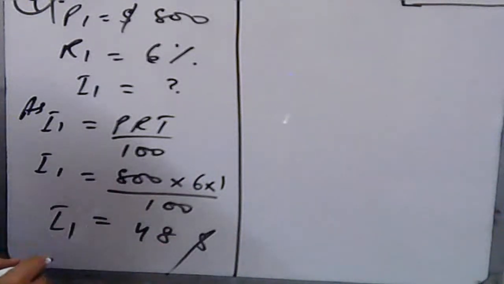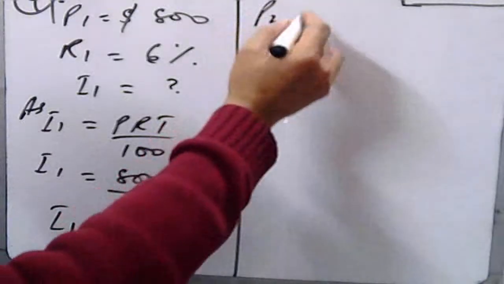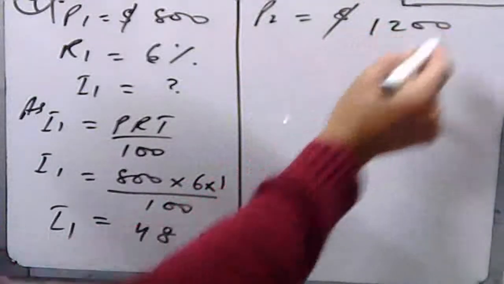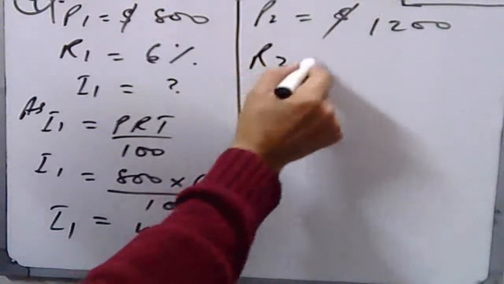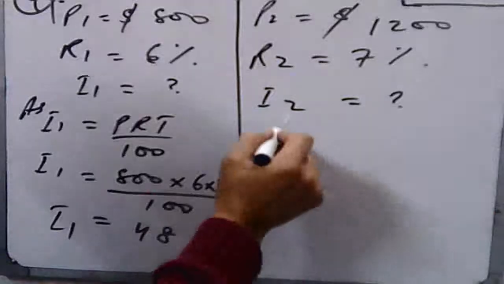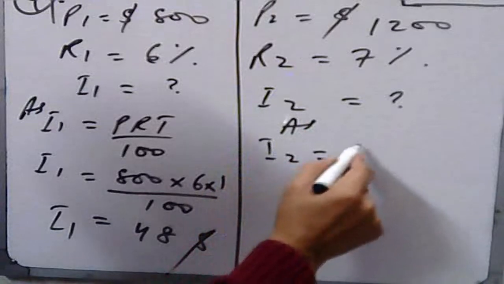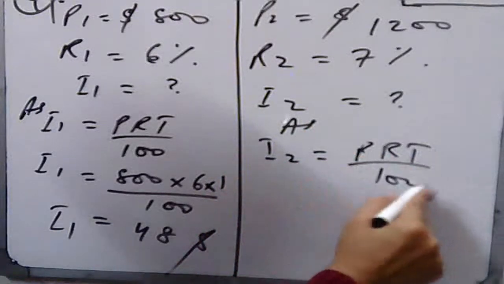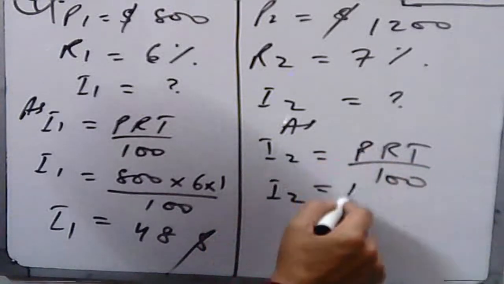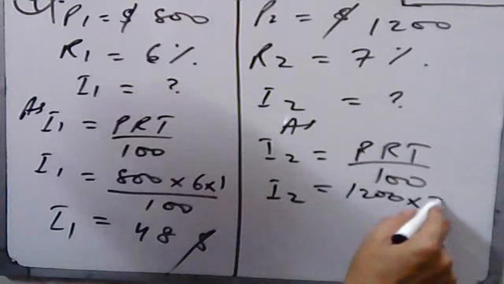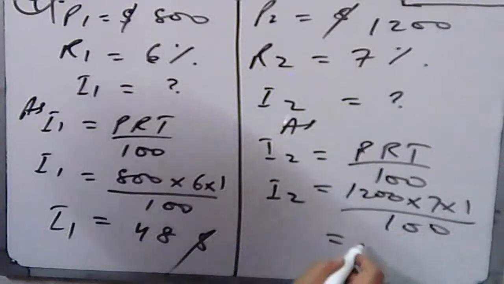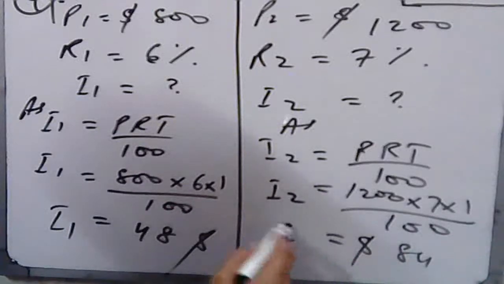Similarly, the second investment is $1,200, because there are two investments, and the rate of interest of the second investment is 7%, and we have to find I2. As we have the formula, the principal amount is 1200, rate of interest 7% and time 1 year, so after simplification you will get $84. That is your second interest.